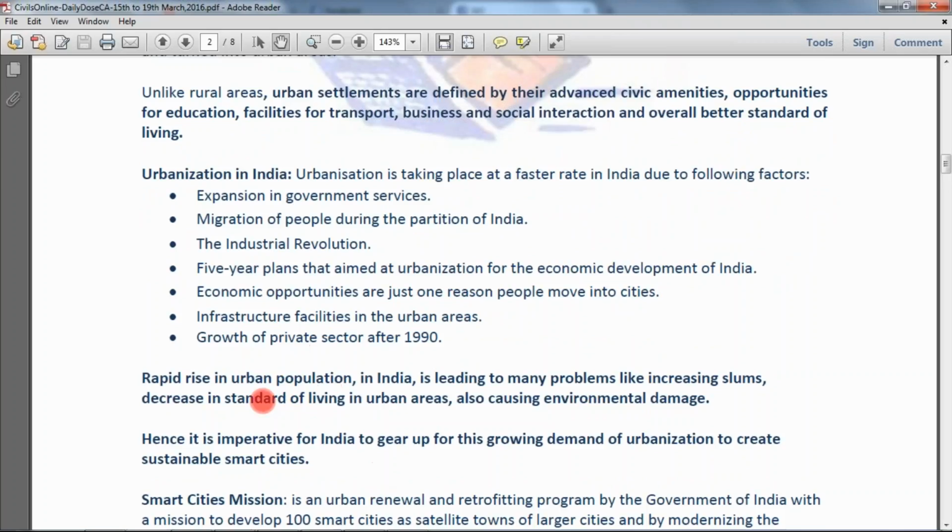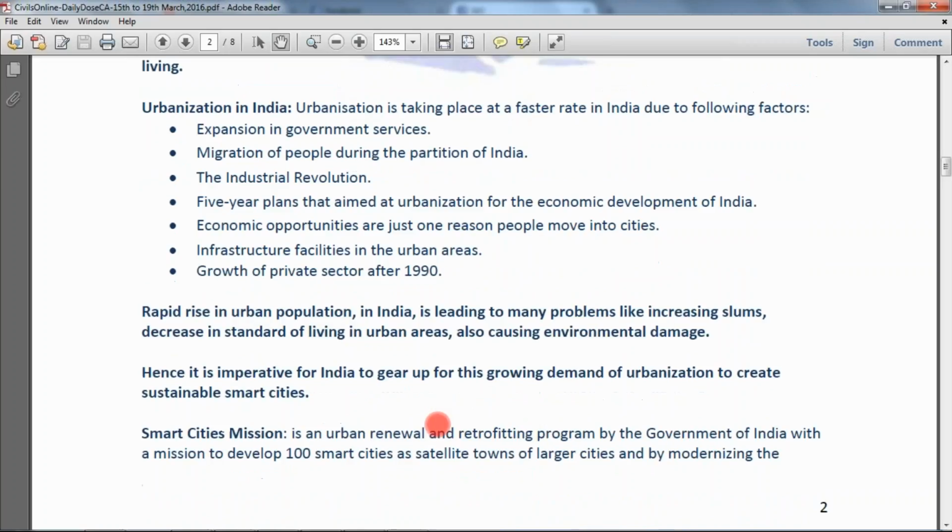However, this rapid and uncontrolled urbanization and increasing urban population is leading to many problems in India, like increasing slums, decrease in the standard of living, and also causing environmental damage. This is completely against what an urban area stands for, that is a better standard of living. But the thing is happening in contrast in India. So hence it is imperative for India to gear up for this growing demand of urbanization to create sustainable and smart cities. Smart is a new need.